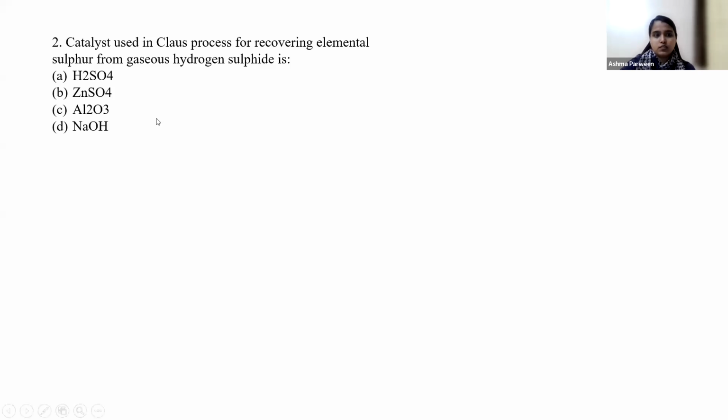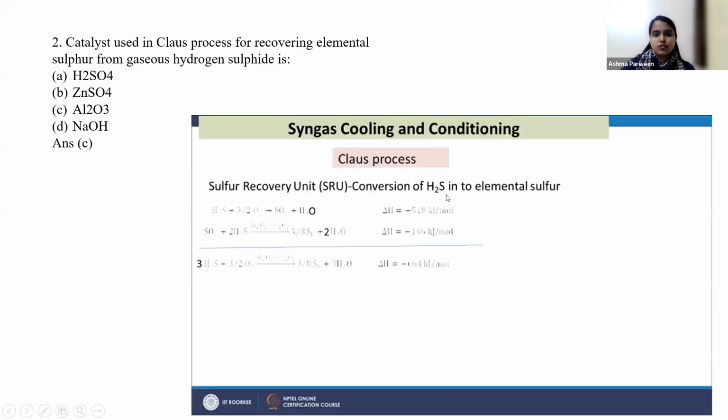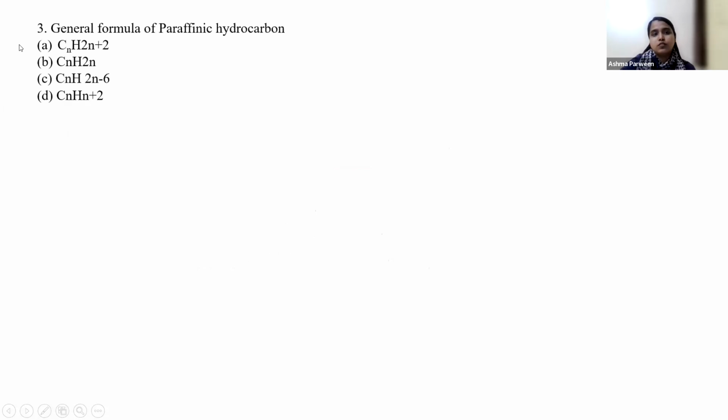So the correct answer is C. It is also a direct question from the slide. Here it is given for the Claus process. We need aluminium oxide or iron oxide to convert SO2 to elemental sulfur. We'll move forward.